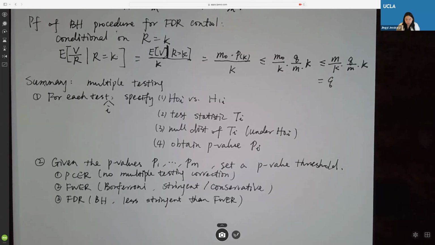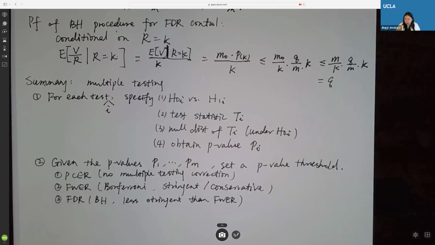Yes, there's a hand. Yeah, Professor, I had a quick question. You mentioned that currently in the literature, most papers employ FDR. Is there a reason why it would be advantageous, or is there a reason why any lab may choose to look at PCER or family-wise error rate, given that PCER would lead to inflated false positives, and family-wise error rate is super conservative.